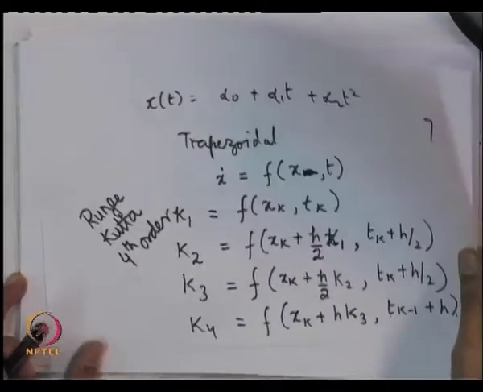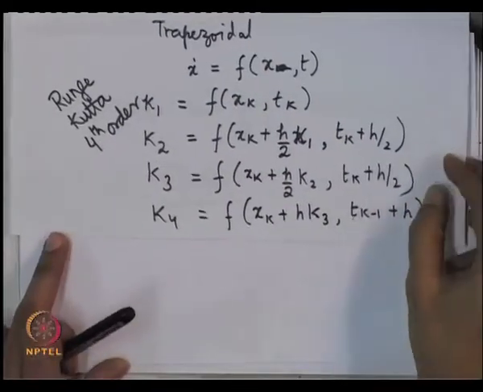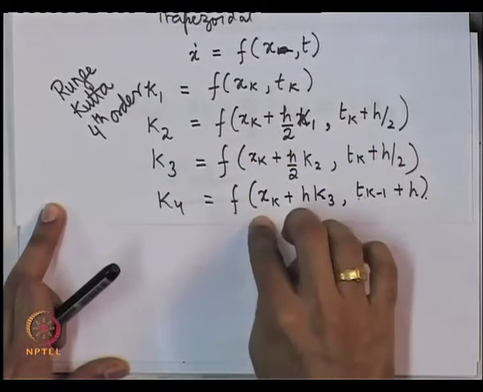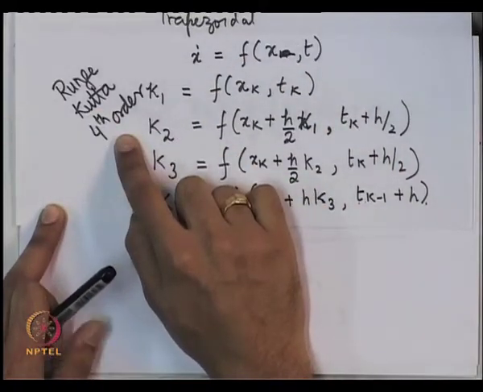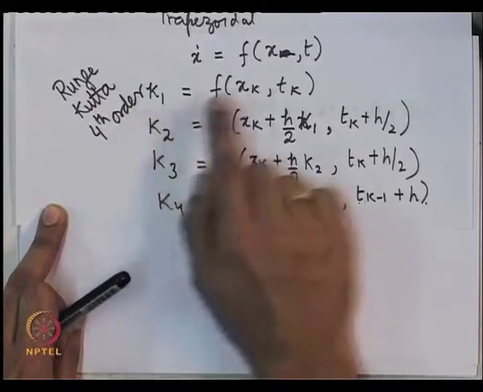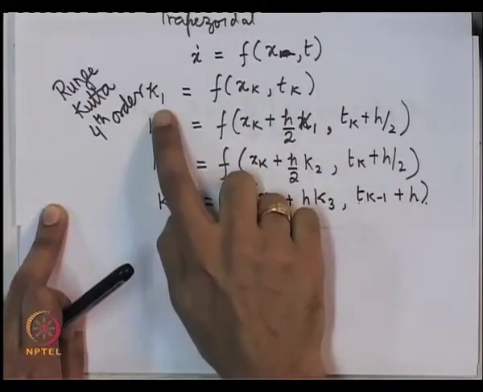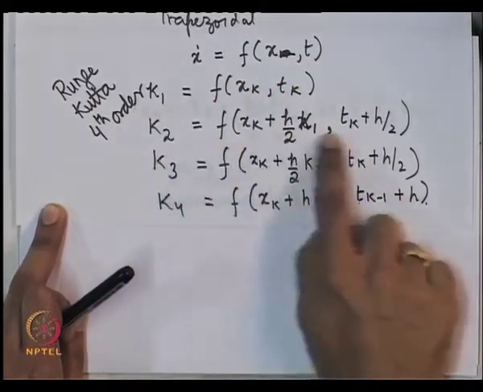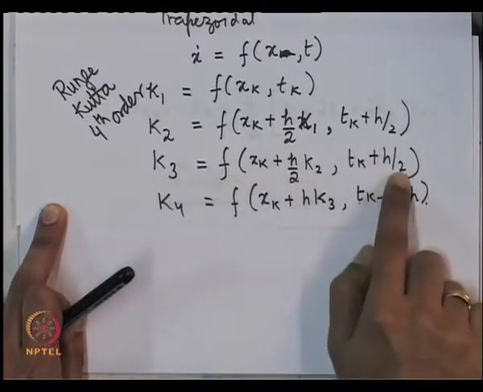We also discussed in the previous class, not trapezoidal, this method which I am talking of is the Runge-Kutta method. Runge-Kutta method of fourth order has the following evaluations. You have to evaluate k 1 at these points. I have done this in the previous lecture.